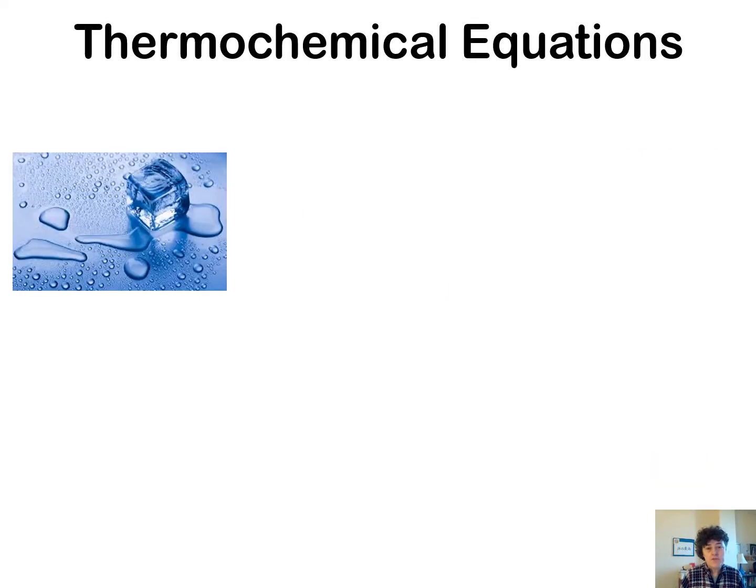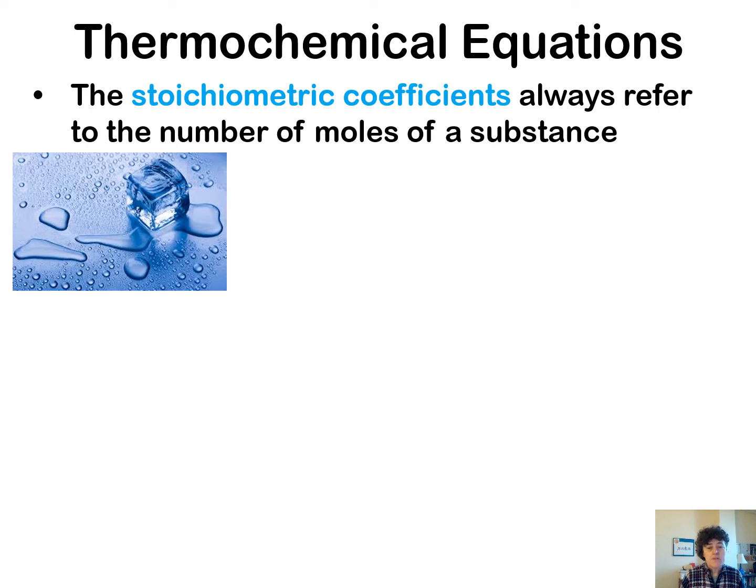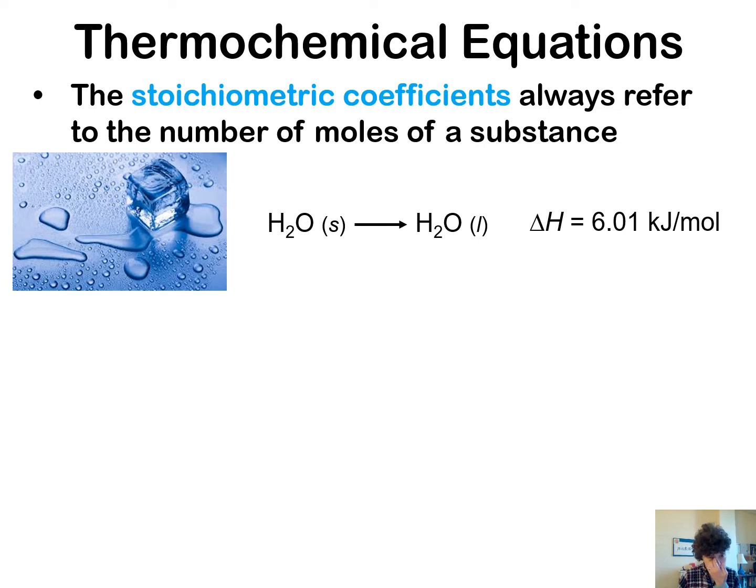A thermochemical equation is an equation that includes the amount of heat exchanged in terms of enthalpy. So for example, in this case, we see that we have water in the solid state, so ice, melting into liquid water, and the coefficient is 1 for both reagent and product. So that means that to melt 1 mole of water, that is 18 grams, is going to take us about 6 kilojoules. It's positive because it's endothermic. To melt ice, you need to provide heat.